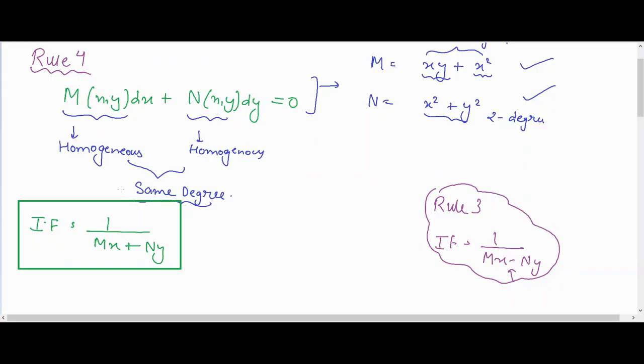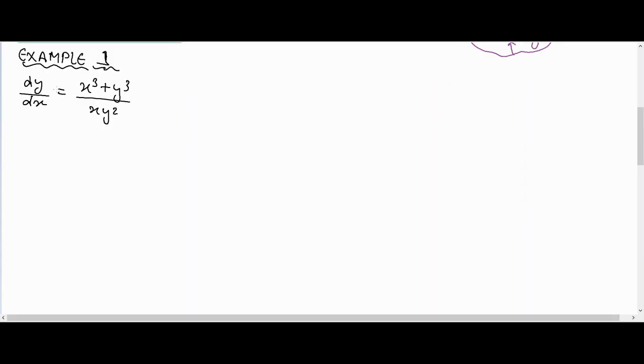So now let's take a look at a simple example to see how this rule works. So here we have an example. This is our differential equation, dy by dx is equal to this thing. Now before anything, first of all let's write this down in the form which we are used to. If we cross multiply these terms, we will get dy times xy square is equal to dx times x cube plus y cube, right?